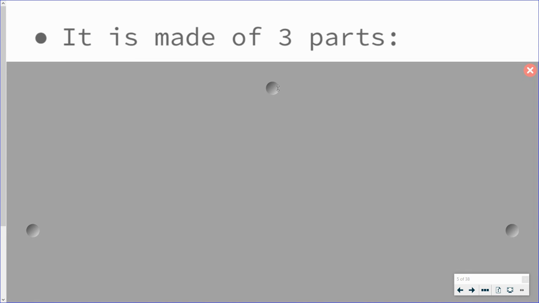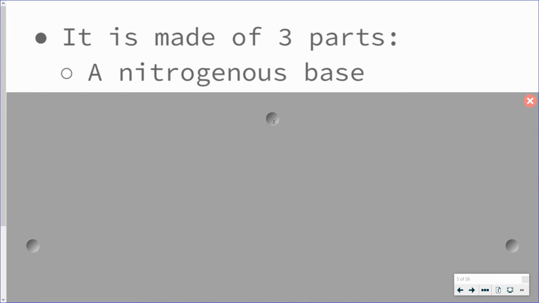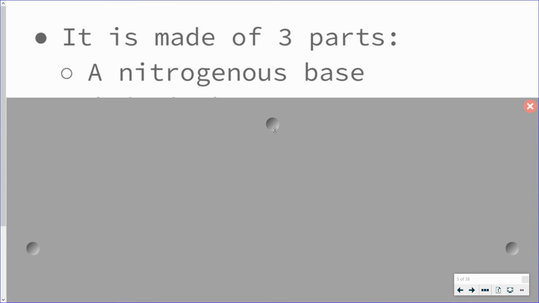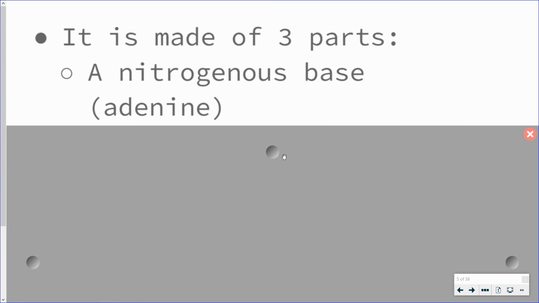ATP is made of three parts, and the structure of ATP is almost identical to nucleotides. ATP is a nucleic acid. It has basically the same three parts: a nitrogenous base. Remember from our discussion of macromolecules and looking at nucleic acids, there were 5 different nitrogenous bases. The one that we find in ATP is adenine.